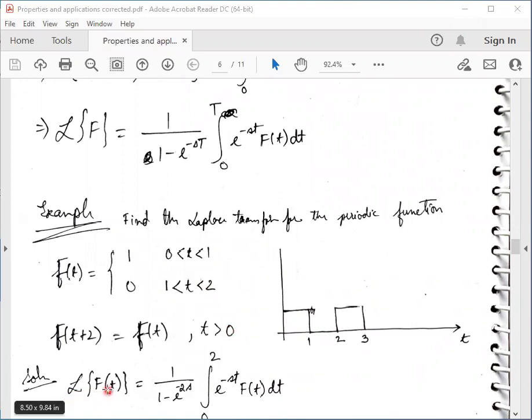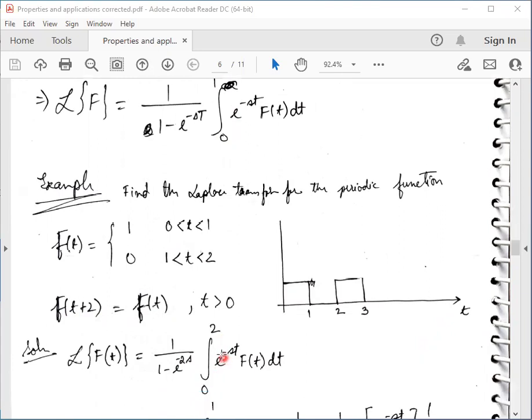So the Laplace transform of f of t, by definition, we have seen the property here. The Laplace transform of f of t is 1 by 1 minus e to the power minus s times the period. Here the period is 2, so it becomes 1 minus e to the power minus 2s. Then the integral from 0 to capital T, and here capital T is 2, from this expression. So this integral becomes 0 to 2 of e to the power minus st f of t dt.